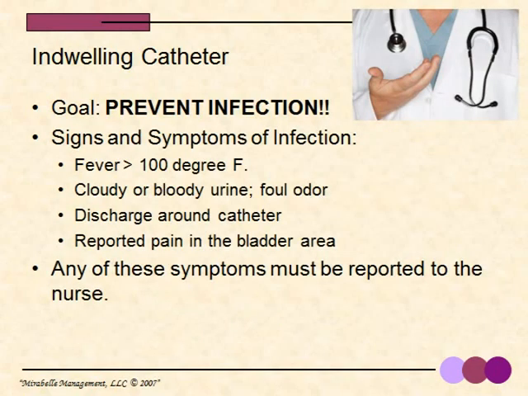The number one goal of good catheter care is preventing infection. Maintaining a sterile, continuously closed and sealed urinary drainage system is critical to prevent infection. These now would be some signs and symptoms if there was a urinary tract infection. A fever of more than 100 degrees Fahrenheit, cloudy or bloody urine, and a foul odor to the urine. There may be discharge around the catheter, and a client reporting any pain in the bladder area. Any of these symptoms must be taken seriously and reported to your nurse.